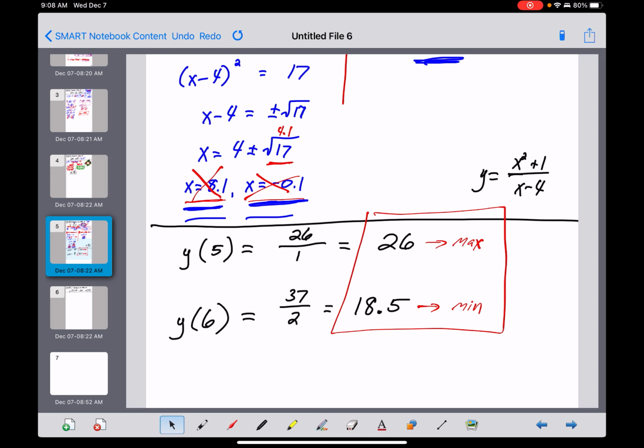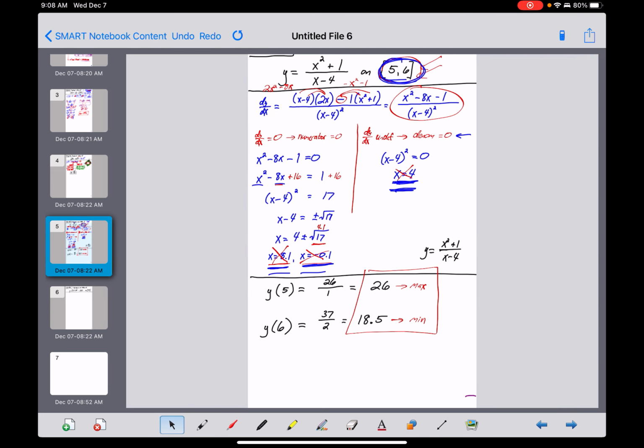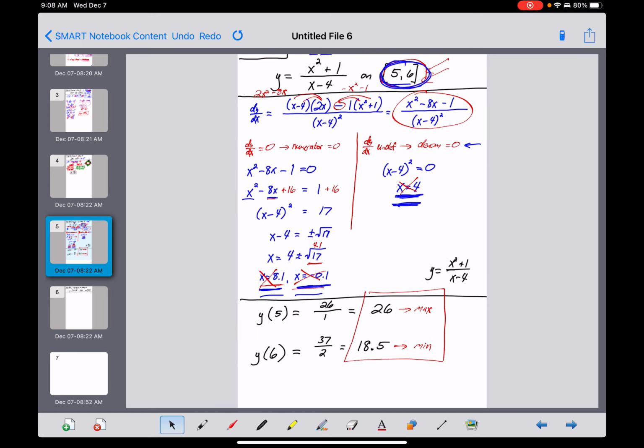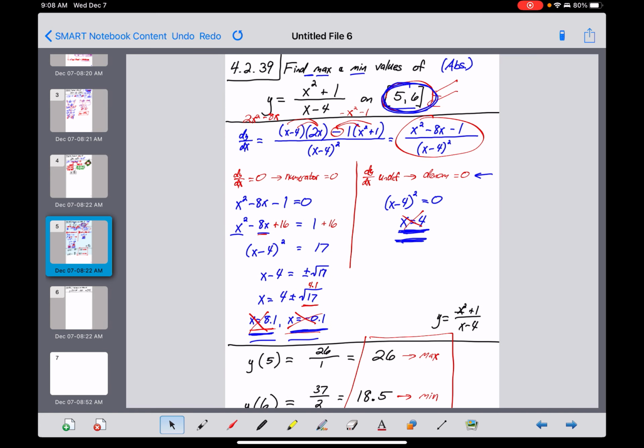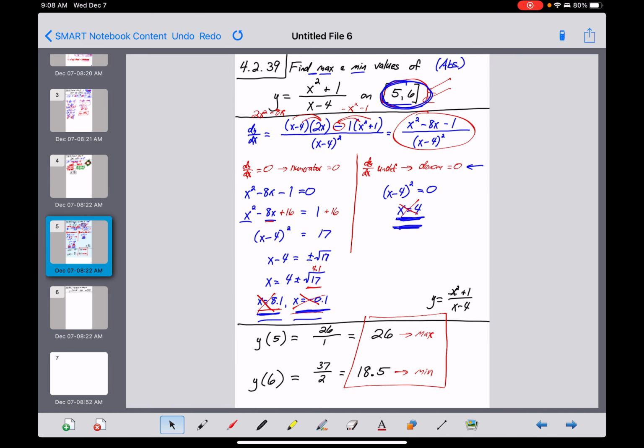So yeah, we still had to find all those critical points, but because they were not in the domain of the function, we had to throw those out, and we only ended up having to look at our endpoints. But I don't want you guys to misinterpret this. All of this work right here in the middle is absolutely necessary, and usually that'll give you at least one, if not 2 or 3 values that you need to check down there as well. All right, so that's number 39.